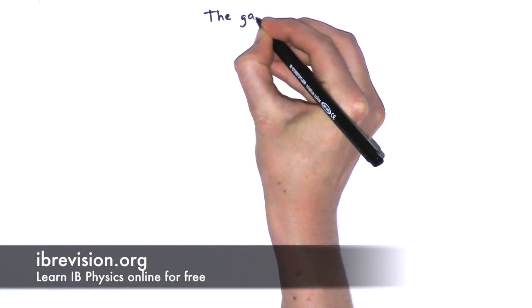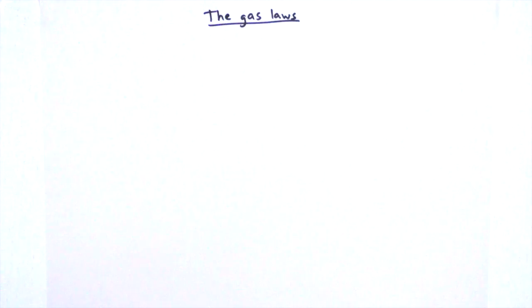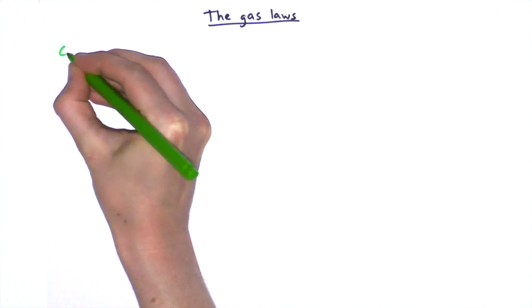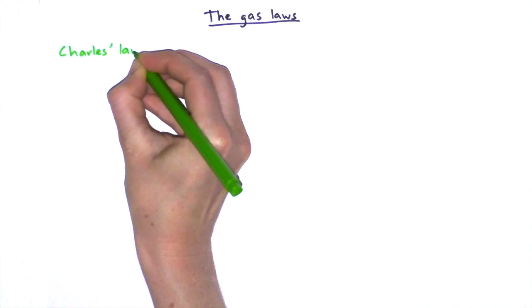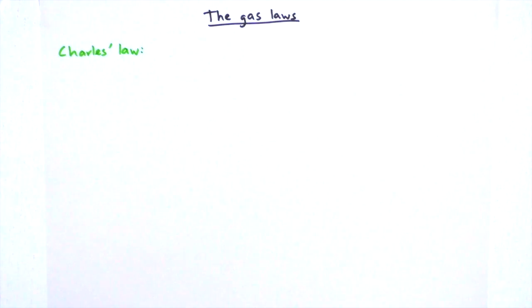This video is about the ideal gas law, and we're going to start by looking at the three gas laws to see where the ideal gas law comes from. So the first gas law that we're going to talk about is called Charles' law, and it's named after Jacques Charles, who discovered it in the 1780s.